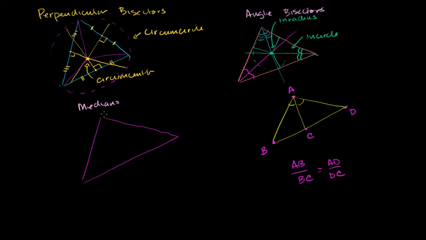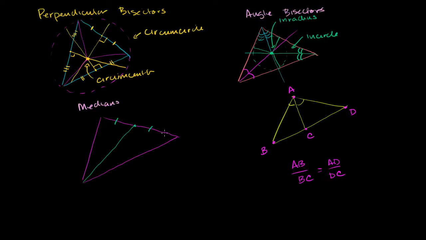So let's draw some medians here. Let's say this is the midpoint of that side right over there. So we could draw a median like that. Notice it's going through the vertices. These did not necessarily go through the vertices. This right over here is not necessarily perpendicular. But we do know that this length is equal to that length right over there.